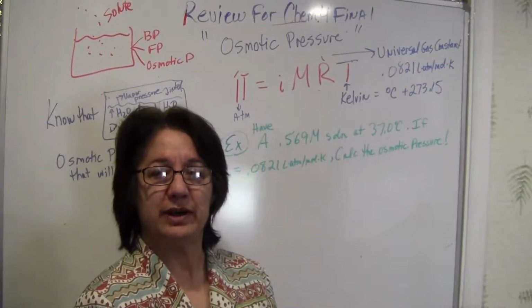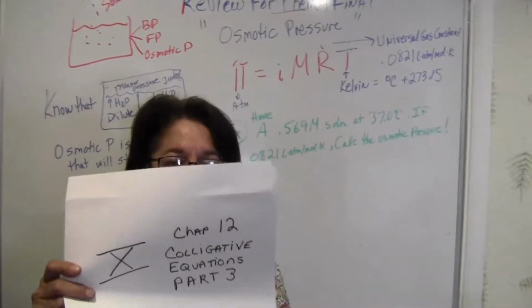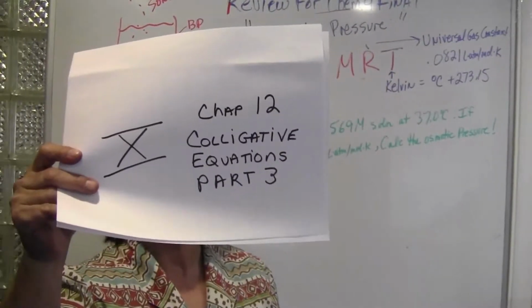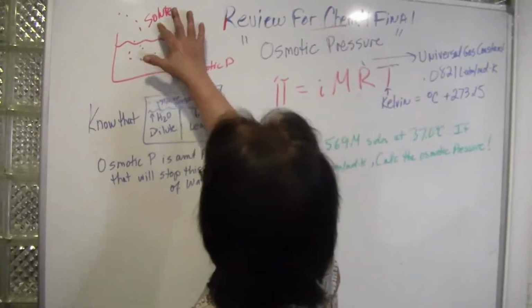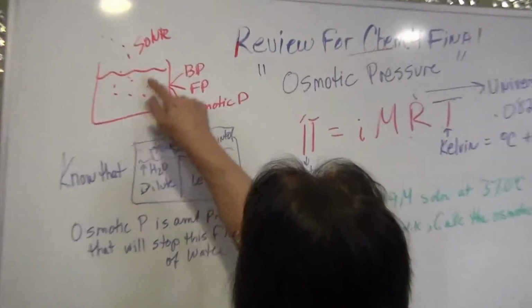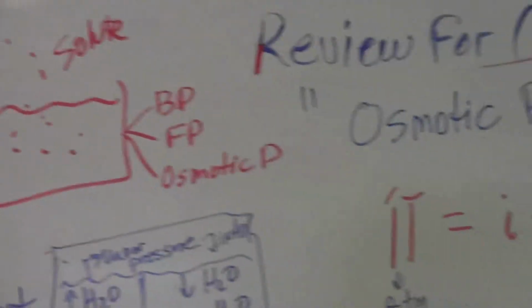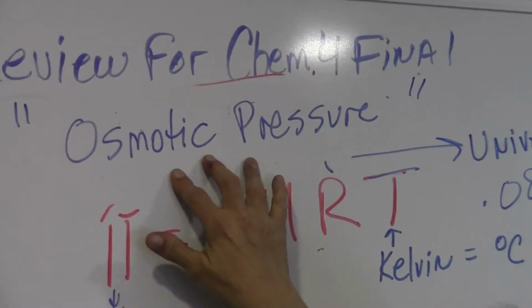Okay, welcome back to our Chem 4 review for the final. And we're up to part 10, I think it's still chapter 12, on colligative equations, part 3. You'll remember, whenever you add a solute to water, three things change: the boiling point, the freezing point, and the osmotic pressure. This section now we're going to work on the formula for osmotic pressure.